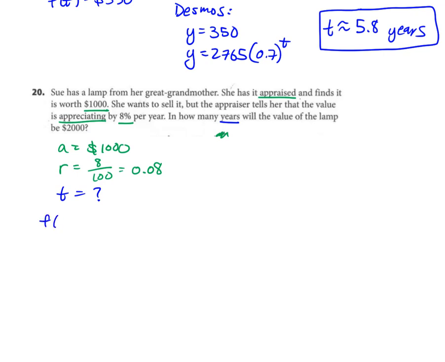So in other words, f of t in this case, we're trying to figure out when the value of the lamp will be $2,000. Okay, so appreciating is going to be something positive, right? So appreciate, or basically an increase, that's going to represent growth. As you can see, the value of the lamp is going to get more over time. So the formula that we're going to use is the one with the plus instead: a times 1 plus r raised to t.